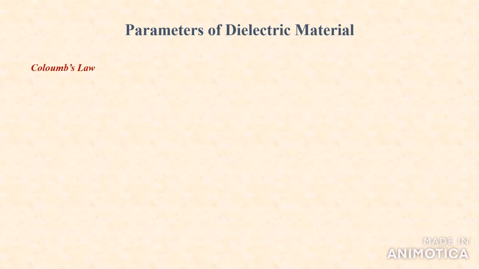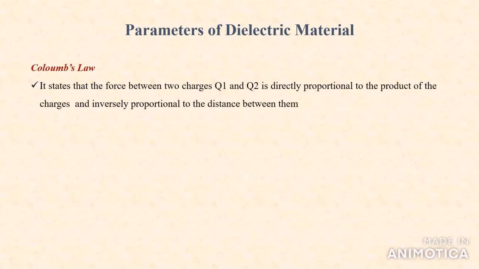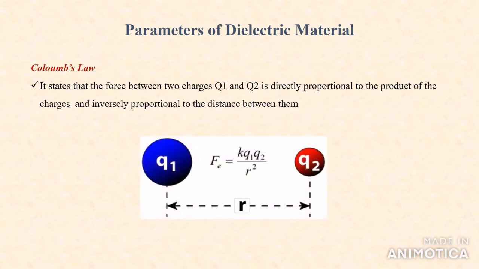Next we'll see what Coulomb's law is. Coulomb's law is used for finding the force between two charges. Suppose Q1 and Q2 are two point charges. Point charges are nothing but small charges of negligible dimension. Suppose Q1 and Q2 are two point charges separated by a distance r. Then the force experienced by these two charges is directly proportional to the product of the charges and inversely proportional to the square of the distance between them.